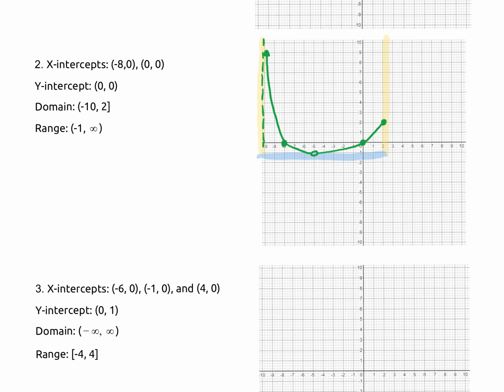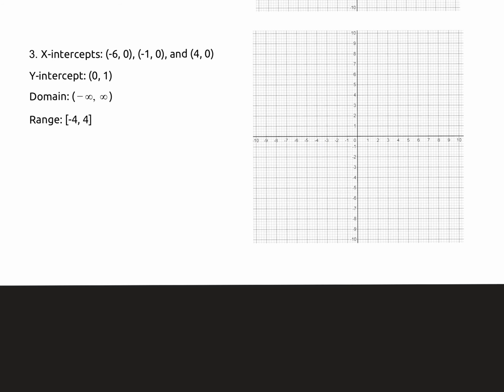All right, one more. So last but not least, our domain this time is -infinity to +infinity on the x-axis. So we need to be showing that we're going to go forever in both directions. But our range is pretty limited. It's from -4 to +4. Okay, and we want to include -4 and +4. Now we have 3 x-intercepts. We have an x-intercept at -6, 0. Let me get a pen there, not a highlighter. -1, 0, 0, 1 is our y-intercept, and then 4, 0 for our x-intercept.